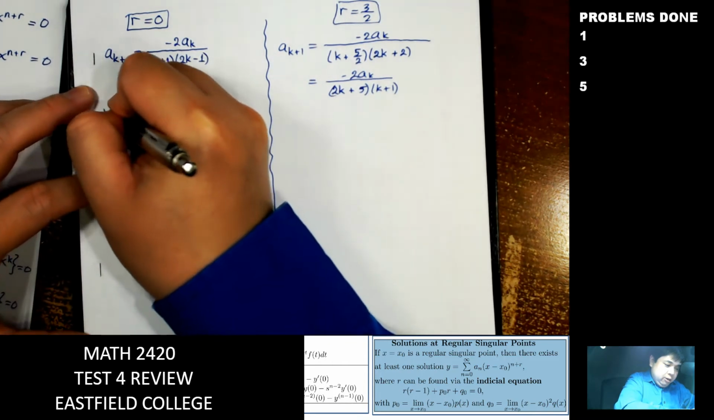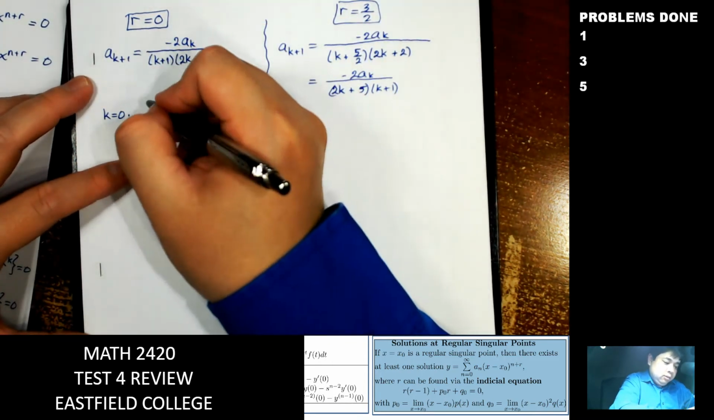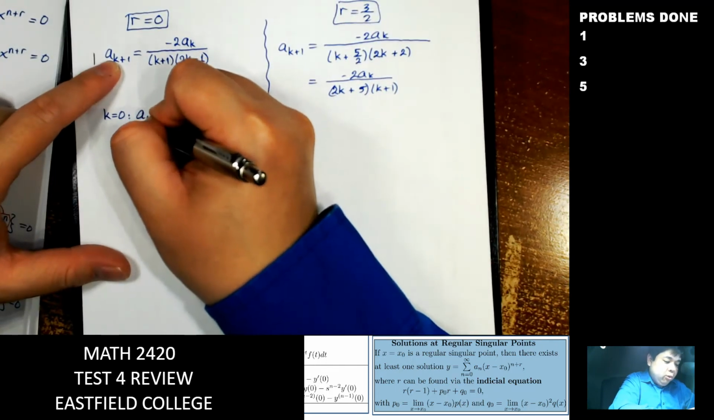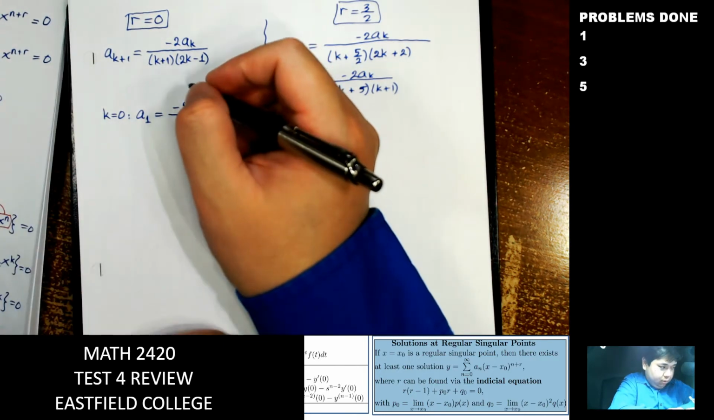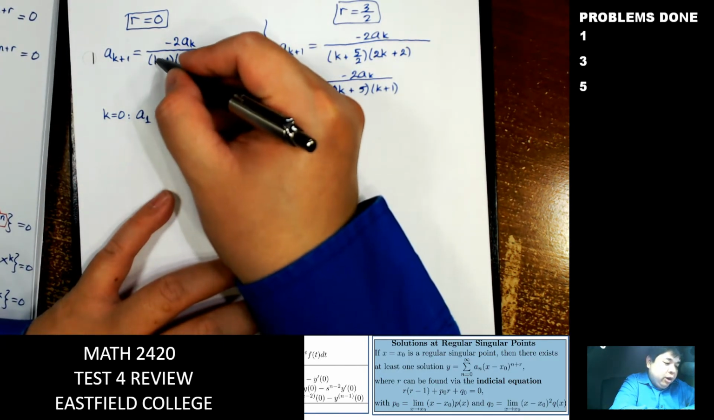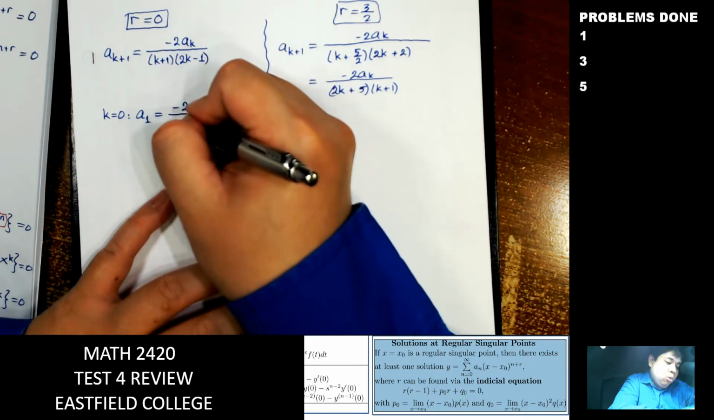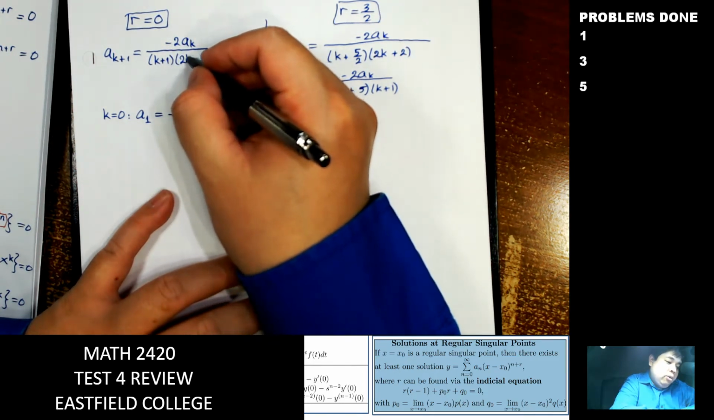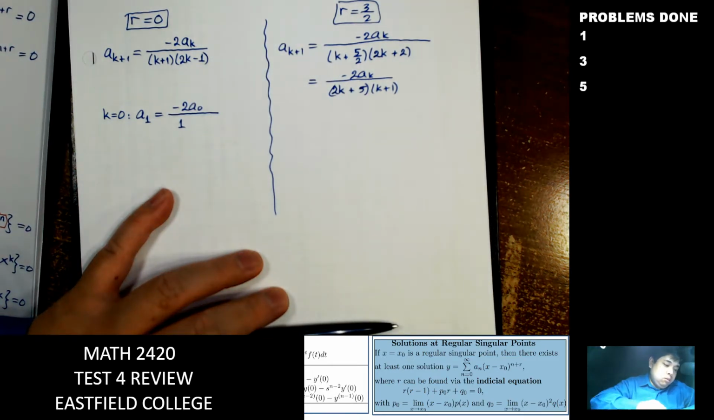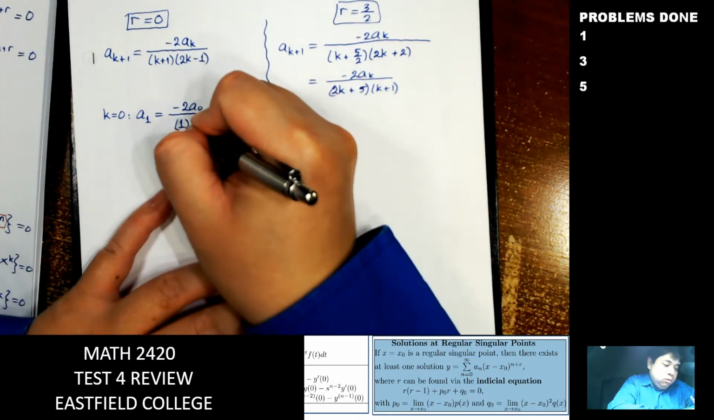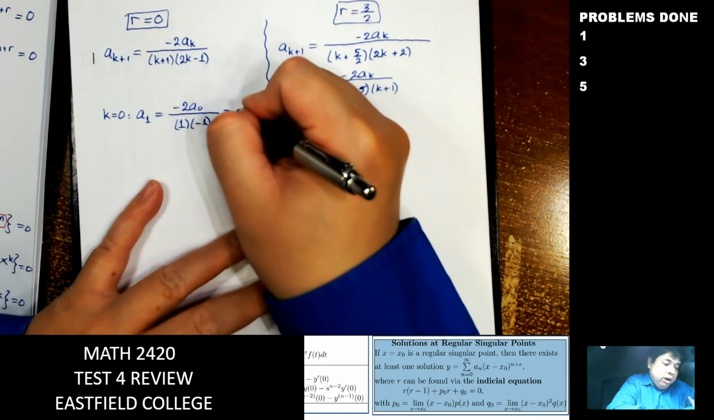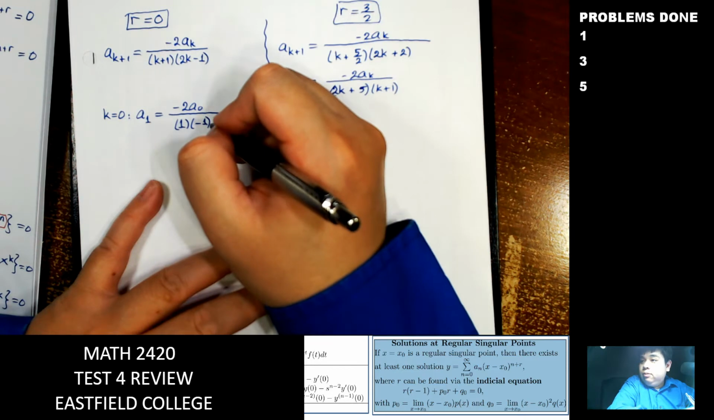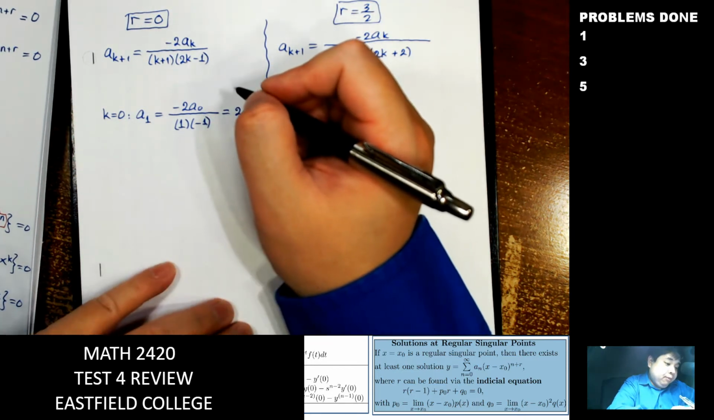K equal to 0, put 0 in here, a1 equal to -2 a0. 0 for k, 0 for k, so it is just 1, and 0 for k. One and -1, so we have 2 a0. Looks good. That is a1.